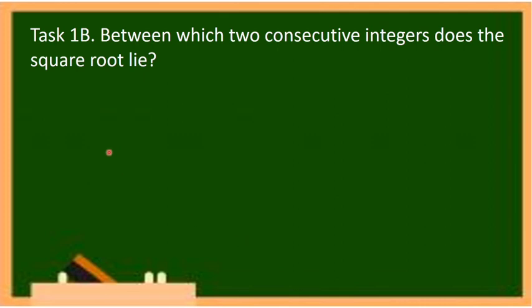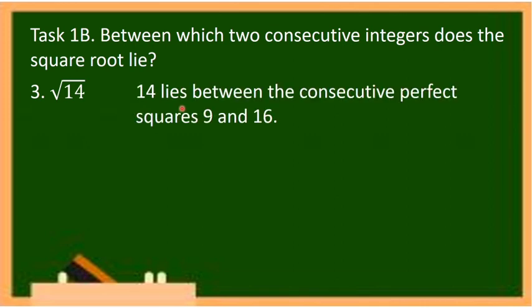Now let us have example number 3. So we have here the square root of 14. So 14 lies between the consecutive perfect squares, which are 9 and 16. They are perfect squares because there is a number that when you multiply it to itself, the product is 9 and 16. So for 9, we have 3 times 3, so it is equal to 9. And for 16, we have 4 times 4, which is equal to 16. So therefore, 9 and 16 are perfect squares.